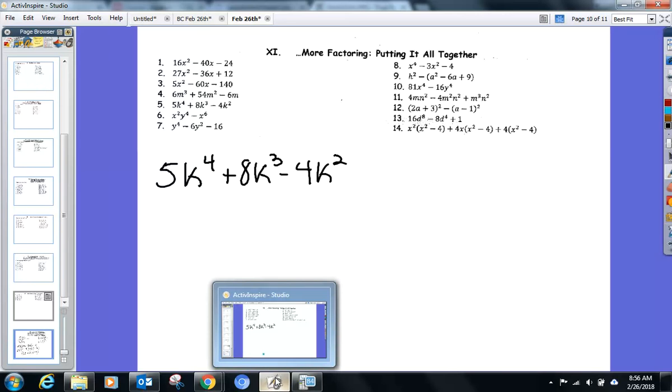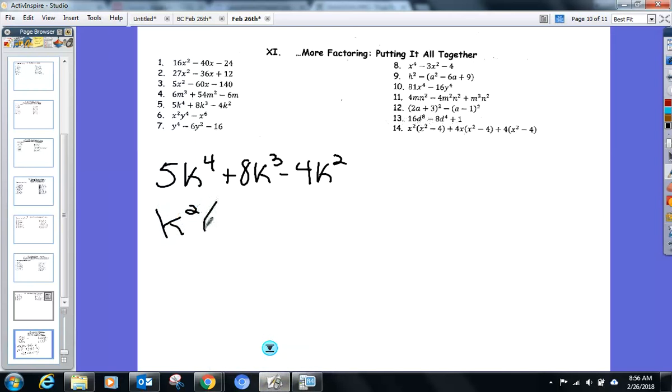Before you answer it, I've seen this too many times on your quizzes. It's just not numbers you can take out. You can take out variables as well. Look, 5, 8, and 4. Are you going to take anything out from 5, 8, and 4? No. But you could still take out variables because they all have a k in them. And what's our rule? You take out the one with the lowest exponent. So what's it going to be? K squared. Here we go. Take out a k squared, everybody.